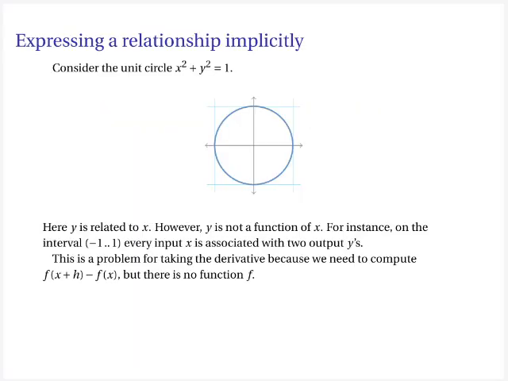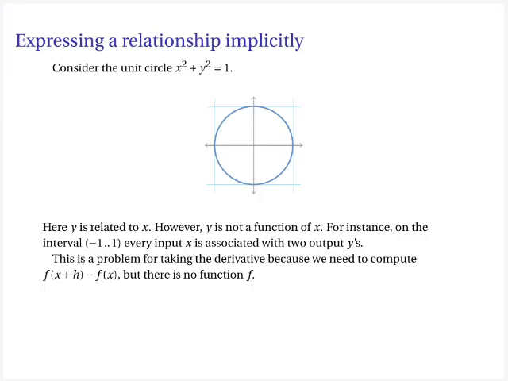So the point here is about functions. A function is not a formula. A function is an input-output relationship. For every input, there is one and only one output. And so what we're talking about today is how do you deal with a case where that's just not so. And the perfect example is the unit circle.